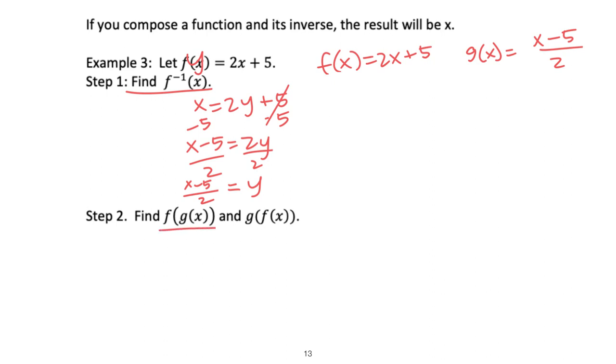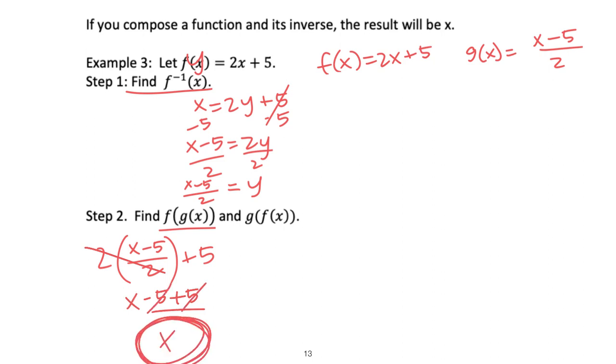So the first one I'm going to take the equation f, and I'm going to plug g into it. So I'm going to put 2, and instead of the x, I'm going to put the equation g, and I'm going to simplify it. So right here, since it's divided by 2 times the 2, those cancel. And then these also cancel, leaving us with an answer of x.